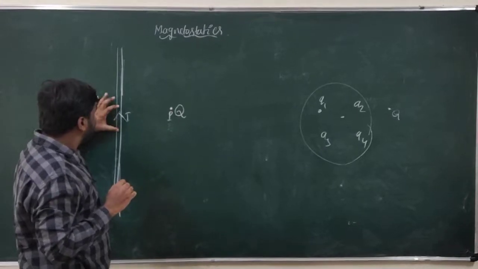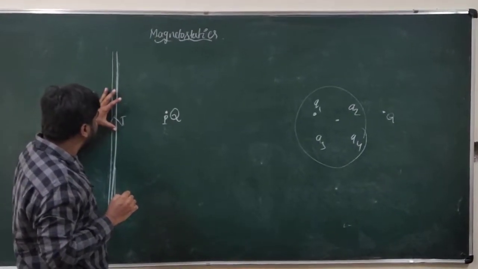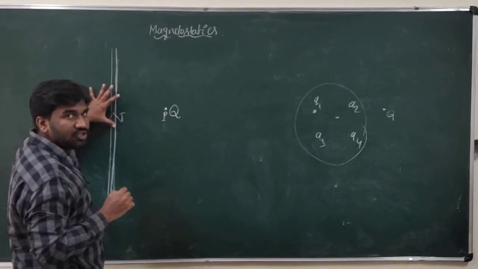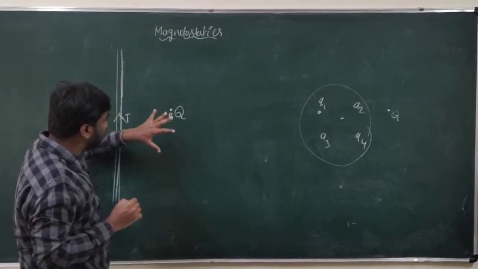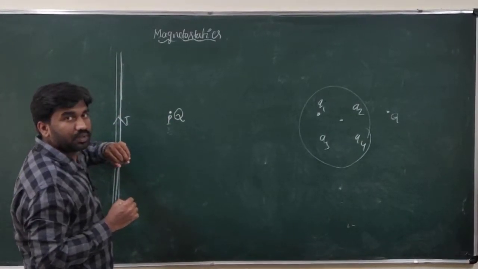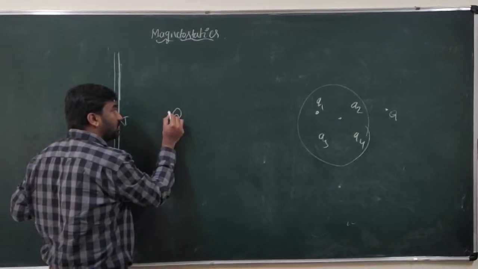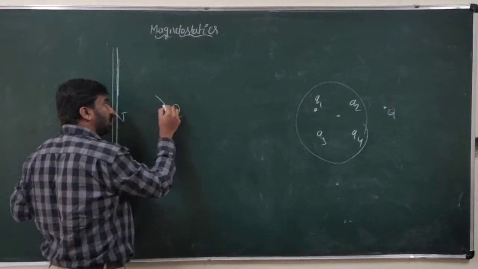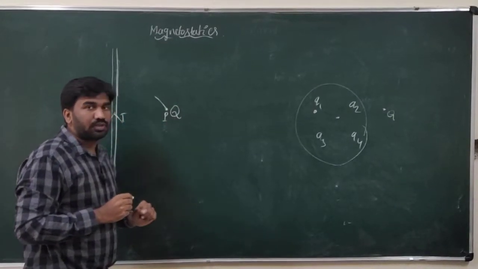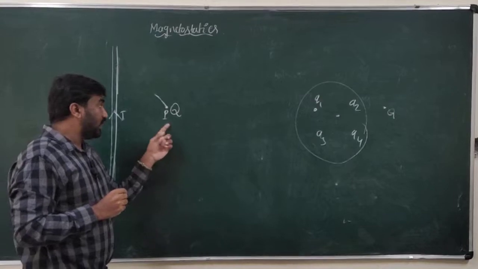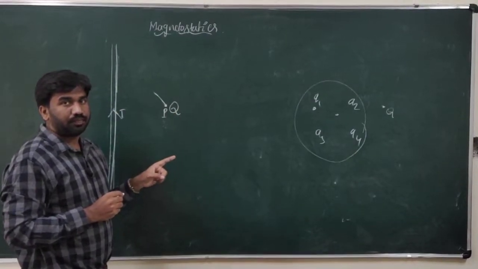Why? Because this metal wire is electrically neutral. An equal number of positive charges and negative charges are distributed, so it is electrically neutral. The electric field does not affect this test charge Q. But when this test charge starts moving, that means it is projected in the direction of this moving current, then it experiences some force. So this force is different from that electrostatic force.